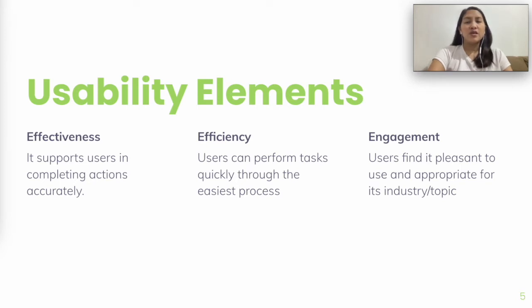So when you say a user interface or a product or a design is effective, it supports users in completing actions accurately. Nagagawa niya kung ano yung intended na gusto niyang gawin dun sa product or dun sa design. The second element is efficiency. When you say efficiency, the users can perform tasks quickly through the process. So the keyword is quickly. Nagagawa niya yung intended action niya ng mabilis na pamamaraan.